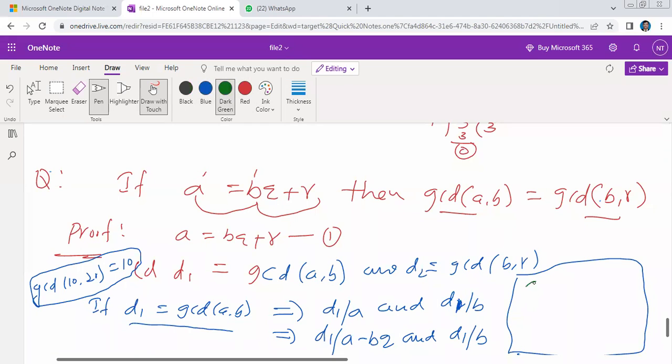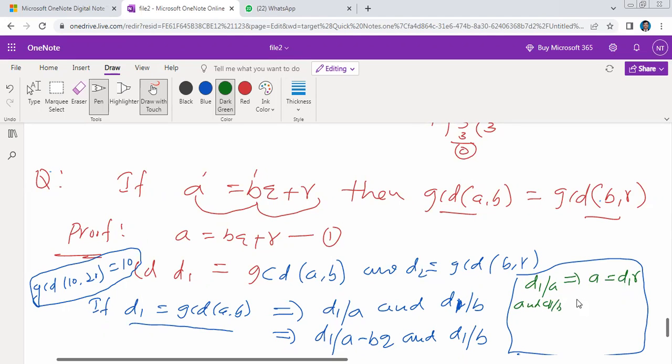Suppose D1 divides A. What is the meaning of this? D1 divides A means A is divided by D1 perfectly, so A is equal to D1 times R. So D1 is one of the factors of A. Right? Am I right? Now suppose D1 divides B as well.